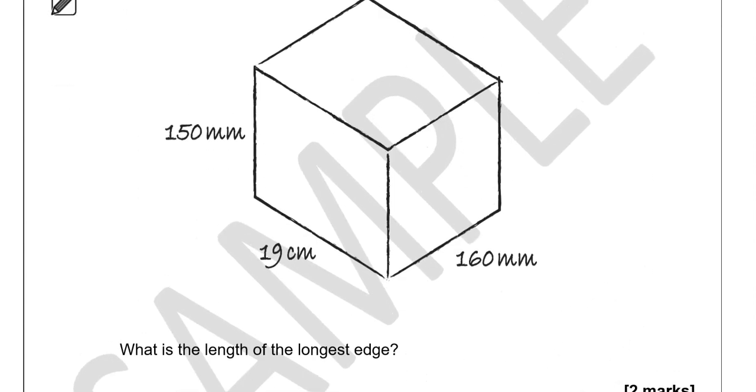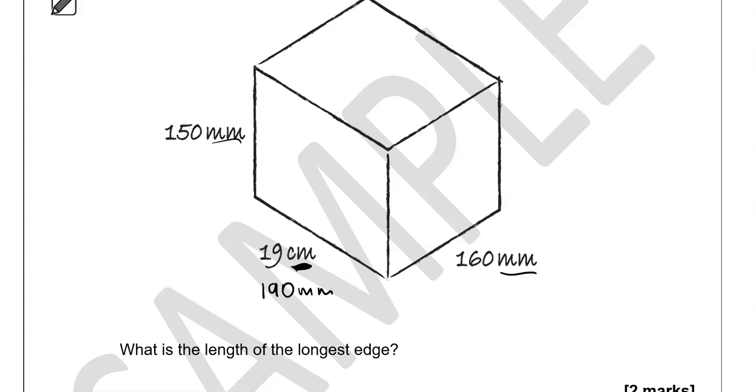What is the length of the longest edge? We've got these measurements given in different units, so millimeters, centimeters, millimeters. I'm going to convert the centimeters into millimeters so then we can compare easily. So in 1 centimeter, there are 10 millimeters, those small units in the ruler, and you can use that to help you. So 19 centimeters will be 10 times more, so 190 millimeters.